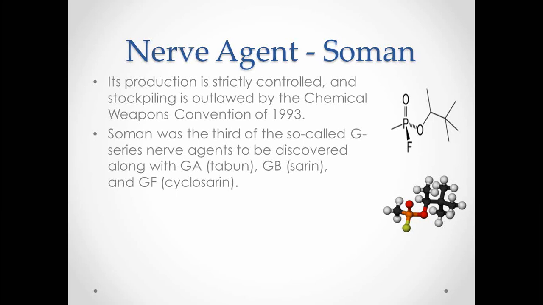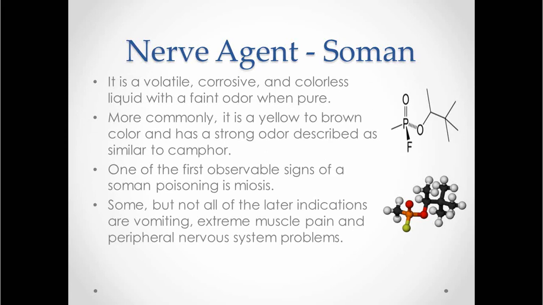Soman was the third of the so-called G-series nerve agents to be discovered, along with Tabun, Sarin, and cyclosarin. It is a volatile, corrosive, and colorless liquid with a faint odor when pure. More commonly, it is a yellow to brown color and has a strong odor described as similar to camphor.